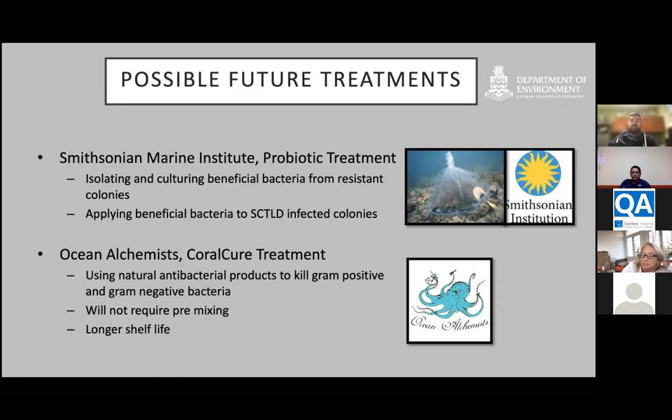Another thing is Ocean Alchemists, who, as you know, produce the Base 2B that we get. They're working on something themselves, using antibacterial products to kill gram-positive and gram-negative bacteria. This is what the amoxicillin is designed to do as well. But again, we don't want to keep using antibiotics in the marine environment, as I said before. So hopefully Ocean Alchemists can further their research and let us know in due time. If they're successful, they'll be holding trials, and then there's quite a long process before we can use it here. So it's all very promising.